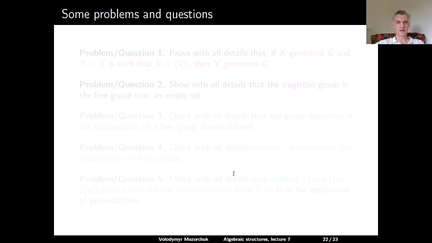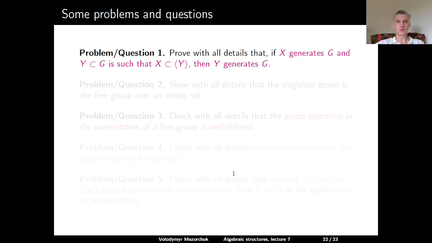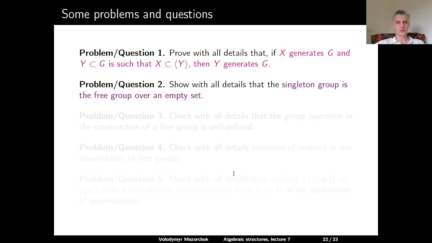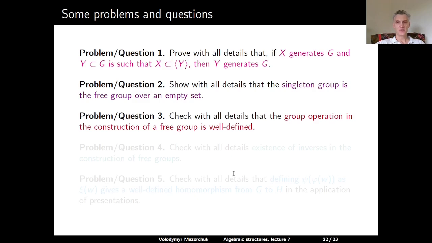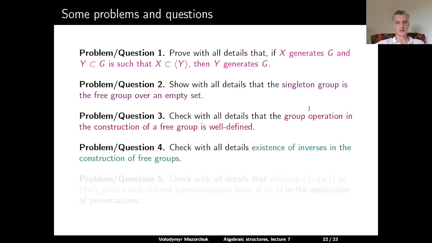Some problems and questions at the end. Question 1. Prove with all details that if X generates G and Y is a subset of G such that X belongs to the subgroup generated by Y, then Y generates G. Question 2. Show with all details that the singleton group is the free group over an empty set. Question 3. Check with all details that the group operation in the construction of a free group is well defined. Question 4. Check with all details existence of inverses in the construction of the free group.